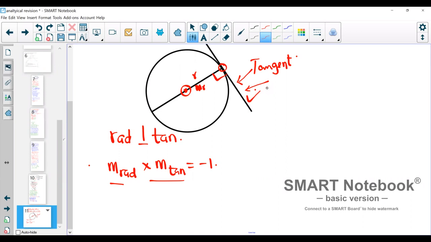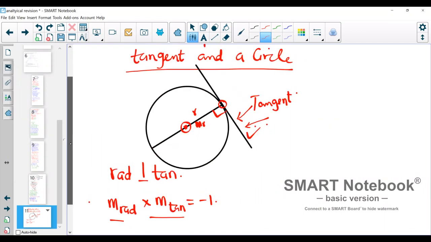All right, finally for today, I hope that makes sense. Relationship between tangent and a circle. I hope that makes sense.